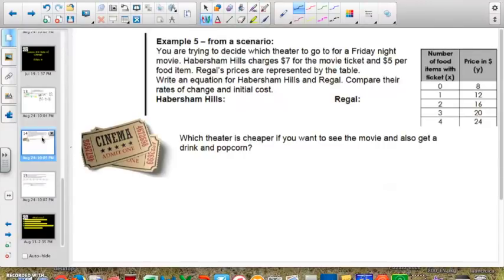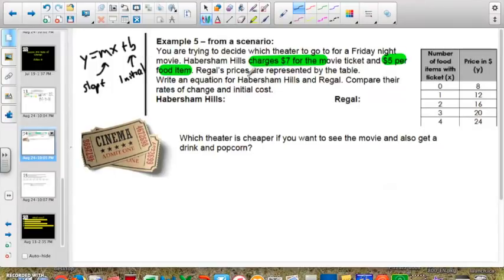So let's go ahead and take a look at what they give us about Habersham Hills. Habersham Hills charges $7 for the movie and $5 per food item. So if we are going under the assumption that we're buying one ticket and then a variable amount of food items, we can take a look at writing an equation. Now we're going to want to write an equation in the form y equals mx plus b. Remember, m is going to be our slope or our rate of change, and b is going to be our y-intercept or our initial value.